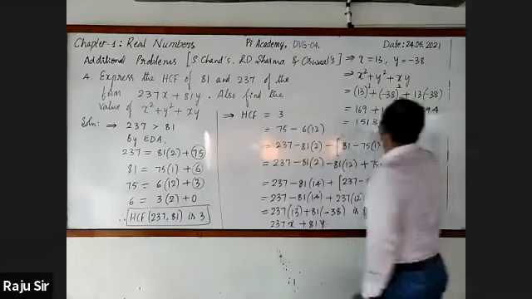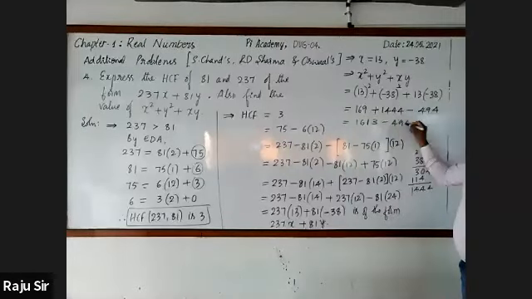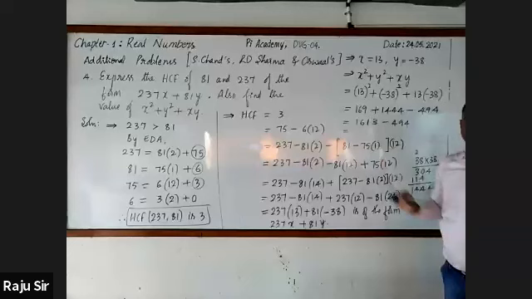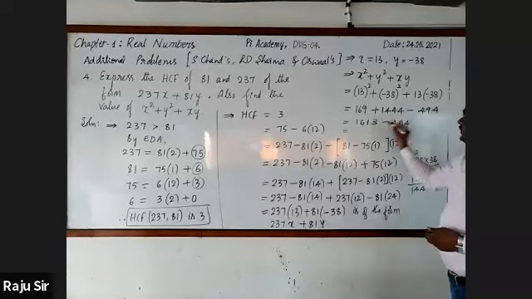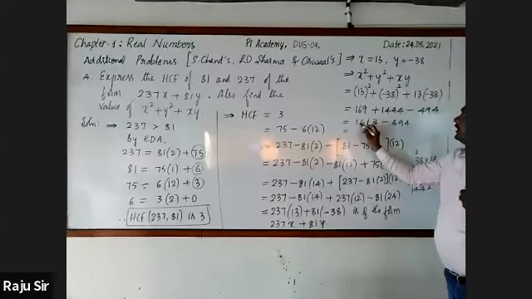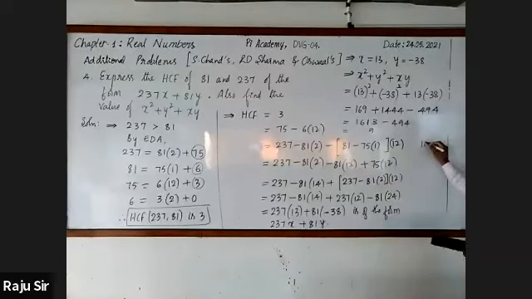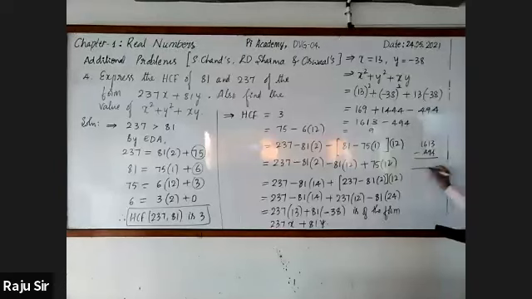1613 minus 494. Subtract this. You'll get 13 minus 4, which is 9. Yes, sir. Then here I'll show 1613 minus 494. Here 13 minus 4 is 9.